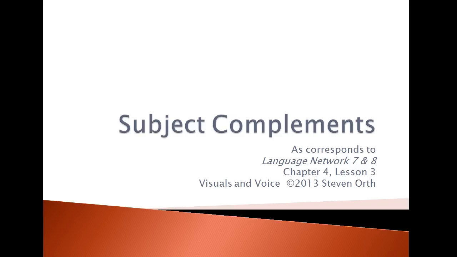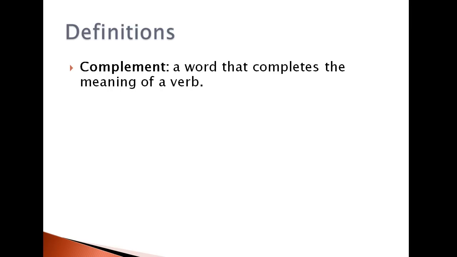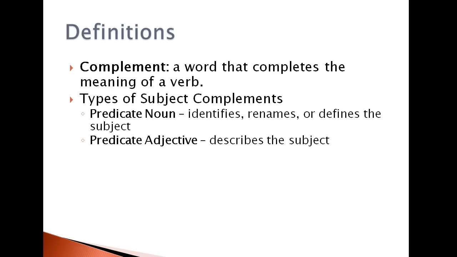Today, a review of subject complements, predicate nouns, and predicate adjectives. A complement is a word that completes the meaning of a verb. There are two types of subject complements. A predicate noun, which identifies, renames, or defines the subject.